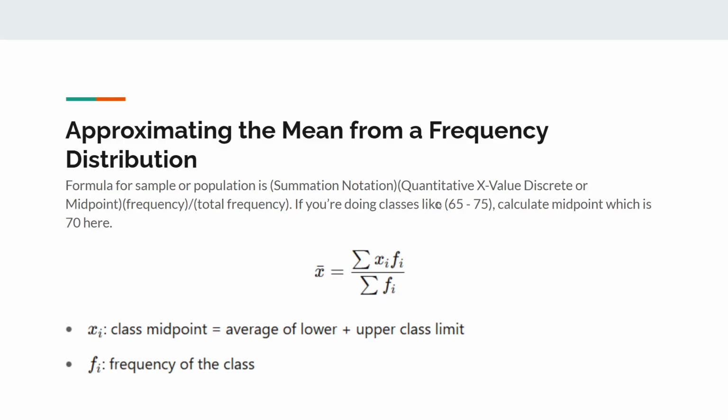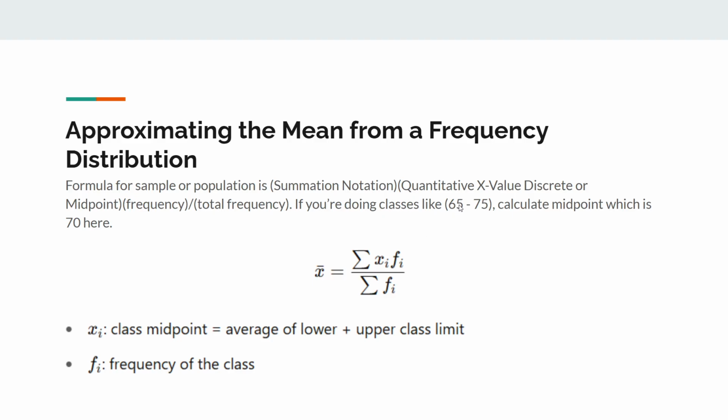But the formula for a sample or population is summation notation divided by the quantitative x value, discrete or midpoint, times frequency over total frequency. That seems really complicated, but we'll get to that in a second. Note here that we're typically dealing with continuous data. So that's why we use the midpoint, but I'll explain that later. And then total frequency. So right here is where we explain it.